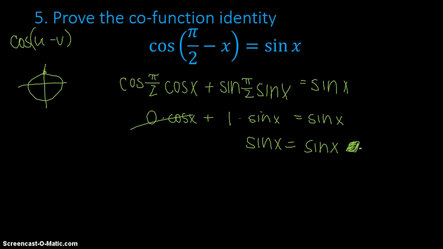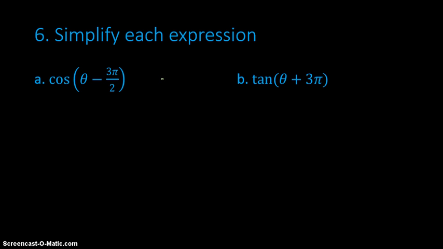That was a cofunction identity that we did last week. It should be in your trig identity book as well, but this is just showing you where that comes from. So simplifying. For this first one, this is like cosine of u minus v, so that's going to be cosine of your first angle times cosine of your second angle plus sine of your first angle times sine of your second angle.